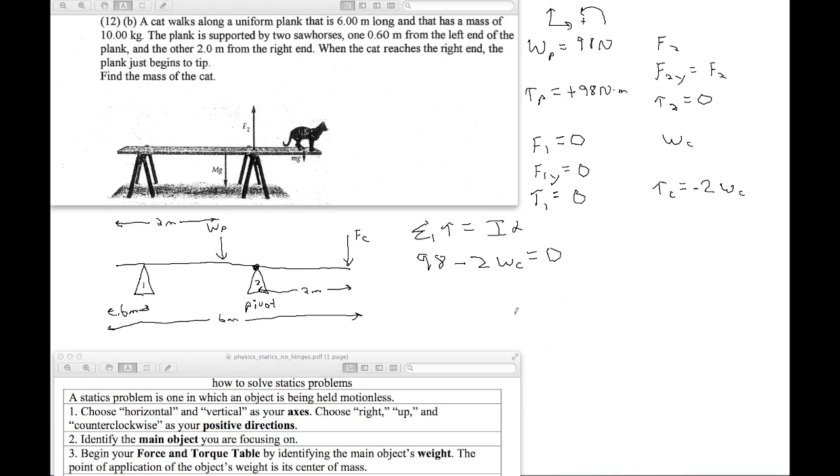Okay. So the weight of the cat would be 49 newtons. Oh, but it wants the mass. Okay, so the weight of the cat would be 49 newtons, so then we know that the mass equals 5 kilograms. Okay.